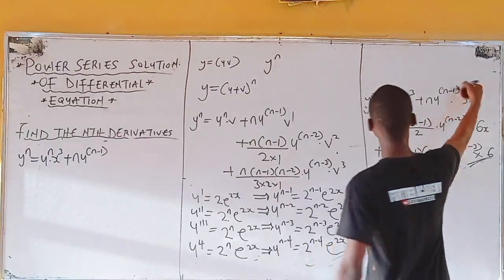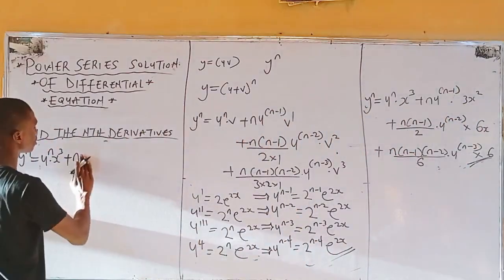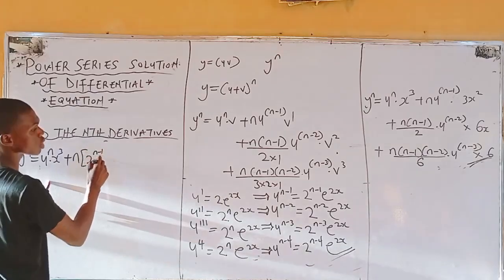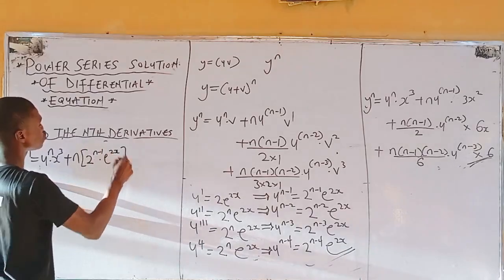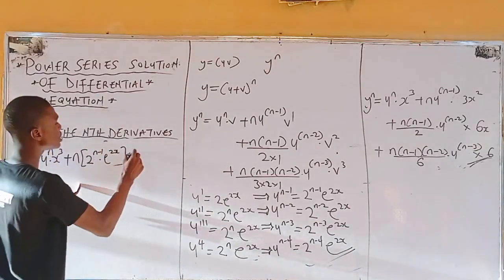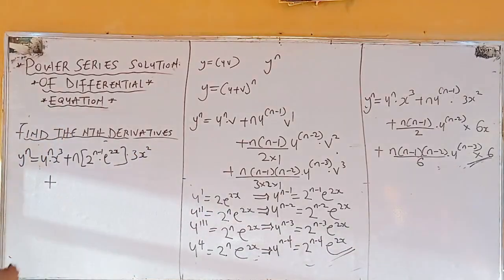Okay, what is u raised to the power of n minus 1 now? Now what? All into brackets, 2 raised to the power of n minus 1 multiplying exponential 2x, right? Multiplying what do I have here? Multiplying 3x squared, right? Plus, the next one is what?